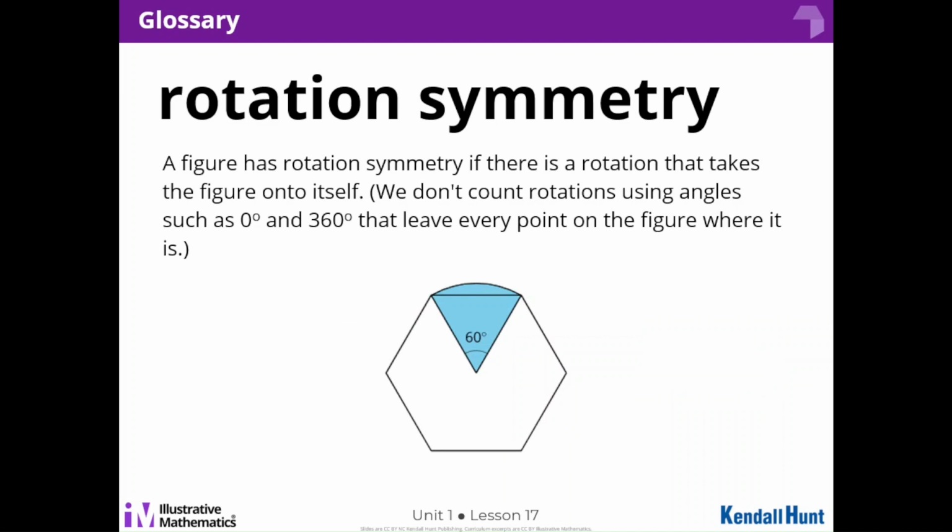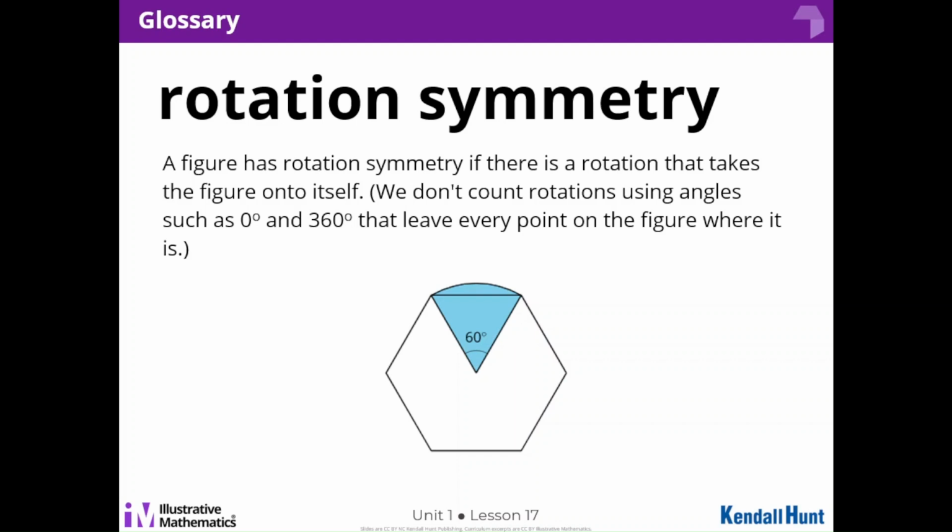Rotation symmetry. A figure has rotation symmetry if there is a rotation that takes the figure onto itself. We don't count rotations using angles such as 0 degrees and 360 degrees or any other multiple of 360 degrees, because these leave every point on the figure where it started.